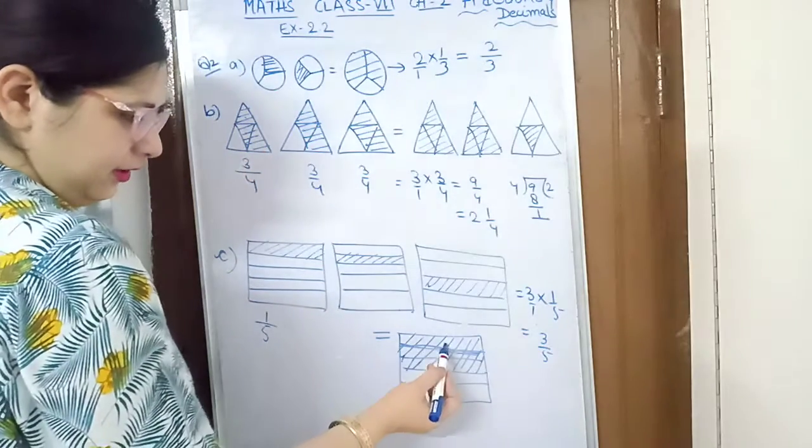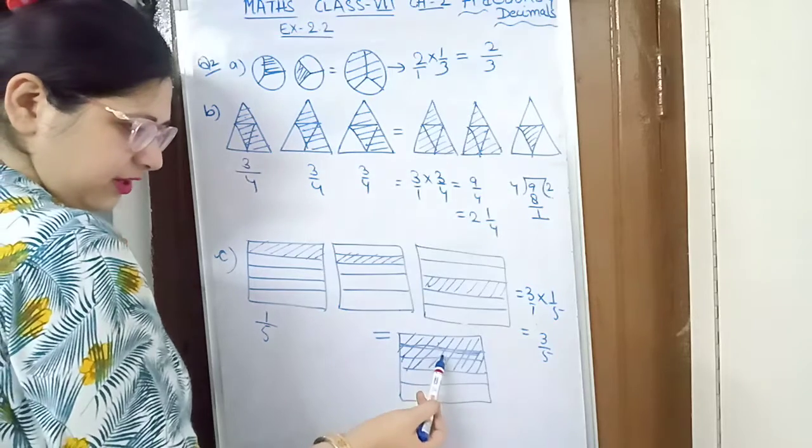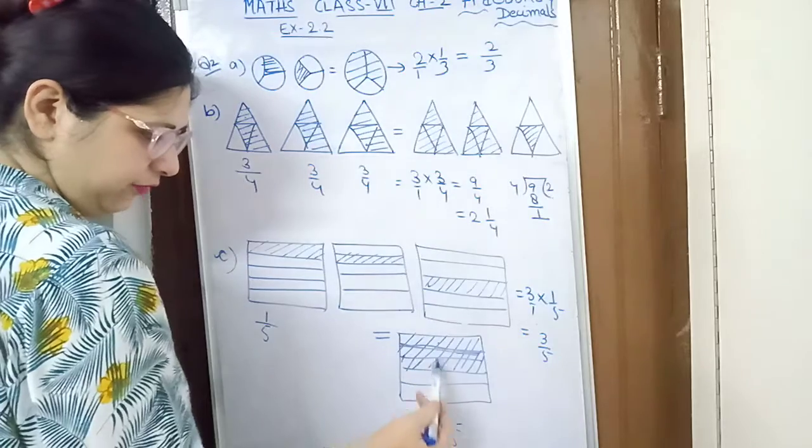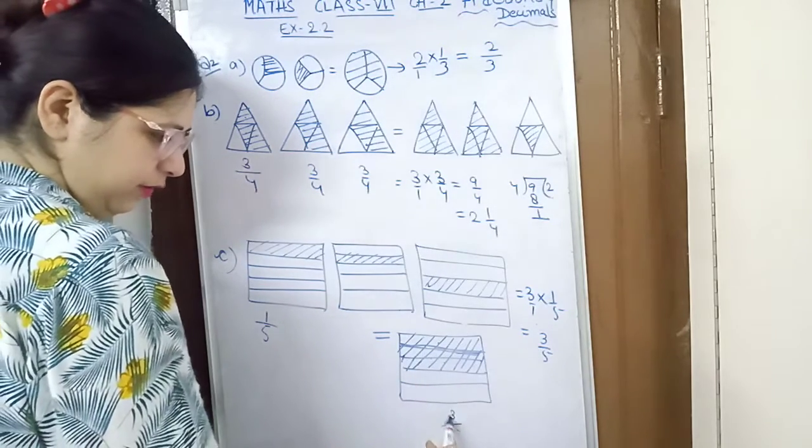Okay, see, this figure is divided into 5 parts, 1 2 3 4 5. We will write 5 in the denominator. Out of 5, 3 parts are shaded, 1 2 3. What we have got? 3 upon 5.